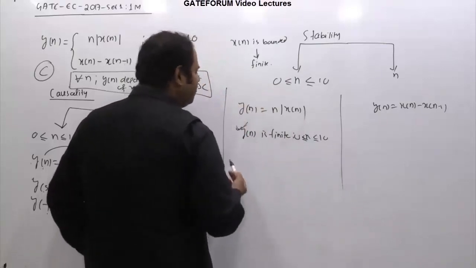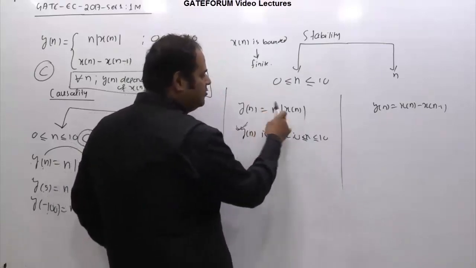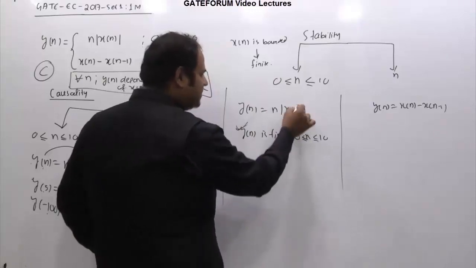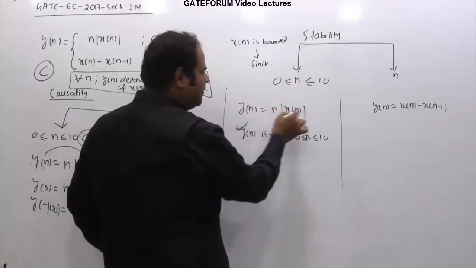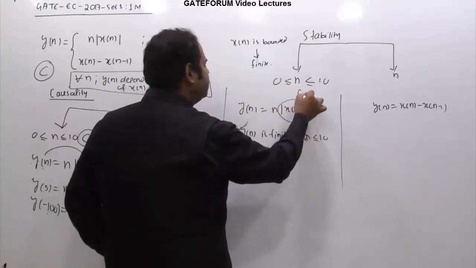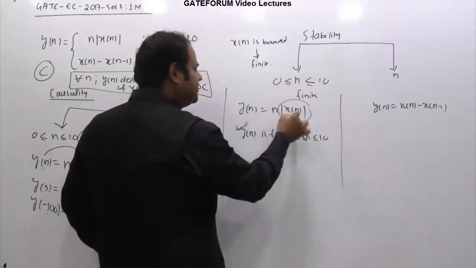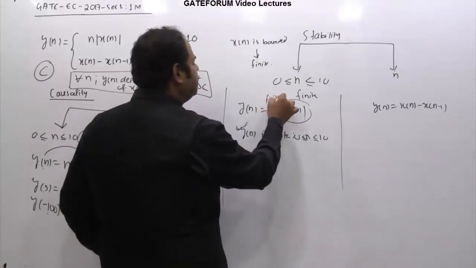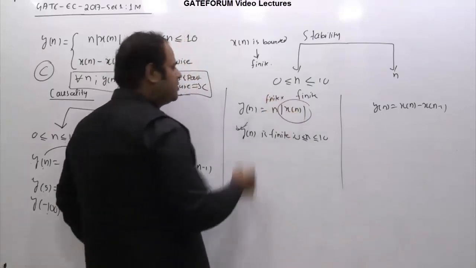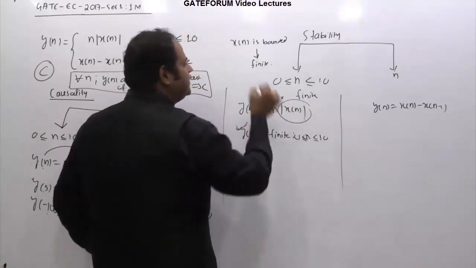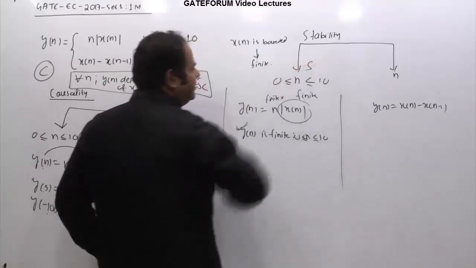Because if I am asking you what is y of 1, it is 1 into mod x of 1. I am telling you x of n is finite in this entire range of n. So this is finite, and this n is also finite because n is varying between 0 to 10. So the product of two finite quantities is again finite. So in this range, this system is satisfying the condition of stability. So in this range, this is stable.